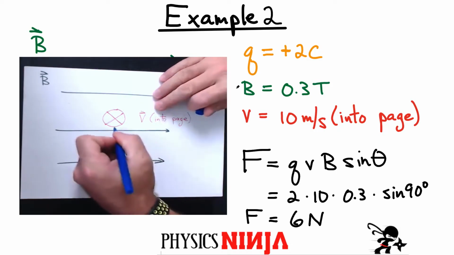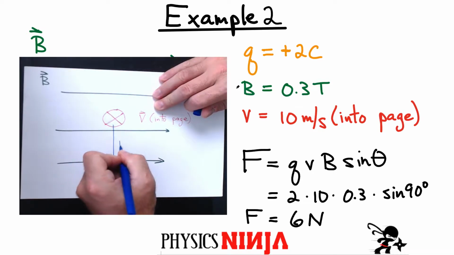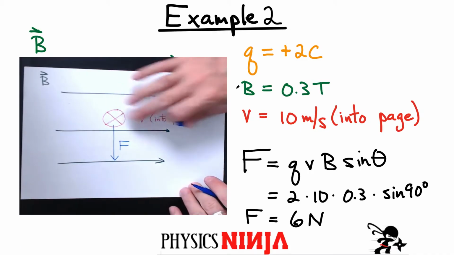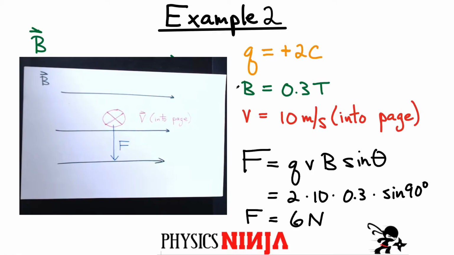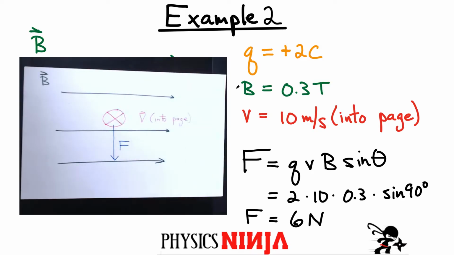So I can go back now. The direction of the magnetic force has to be in this direction. That's the magnetic force acting on a positive charge particle moving into the page in this constant magnetic field, and that's the force at that particular instant. V cross B, positive charge, I'm all done. It gives me a force acting down.